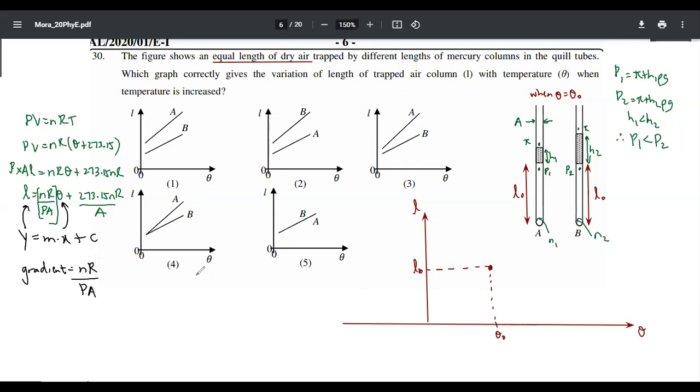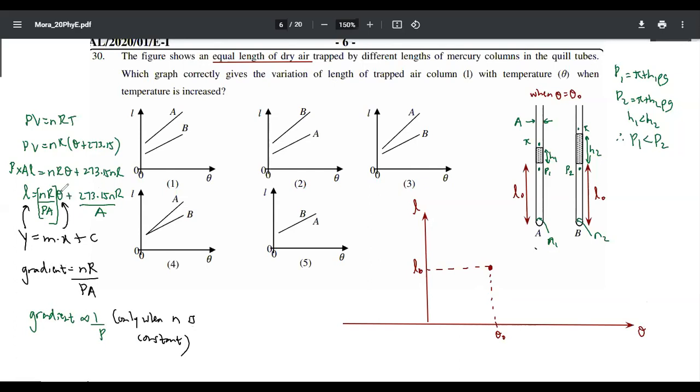So people who took fourth, first, third, you have considered different gradients. But the problem is, in this question, they have not told n1 and n2 are equal. Gradient is proportional to 1 over P only when n is constant. They have not told that n is constant. That's one problem. And the other thing, people, now what will happen when I put minus 273.15 for theta?